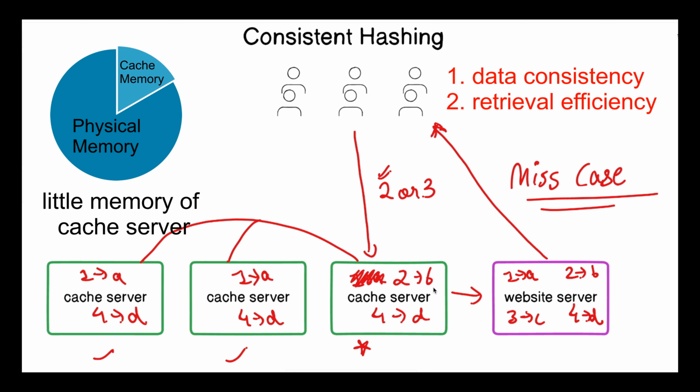to B. So now, due to this update, we have to update all other cache servers also. So this 1 to A also becomes 2 to B, and this 1 to A also becomes 2 to B. So in order to maintain data consistency, the overall latency will increase significantly, because we have to update all other cache servers also before serving another request. So all the users' requests will remain in a halt condition until all cache servers update their values.